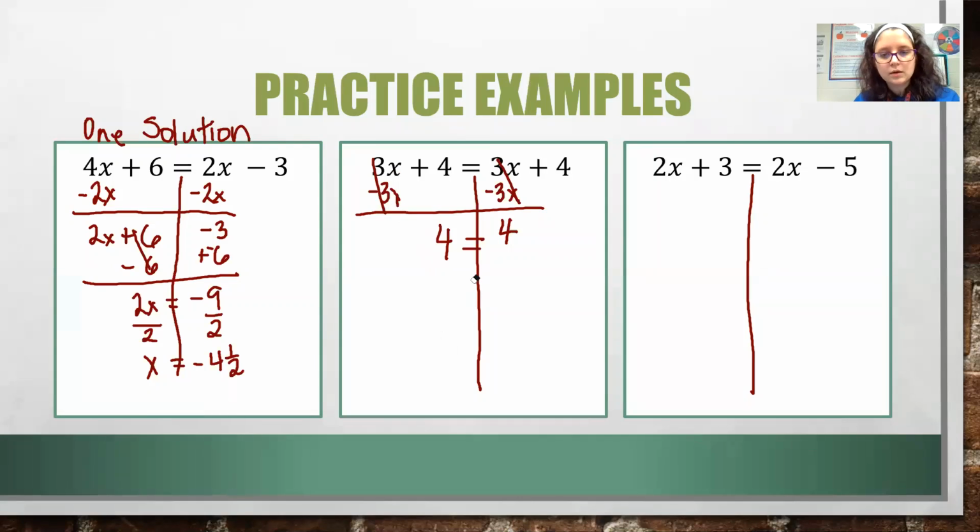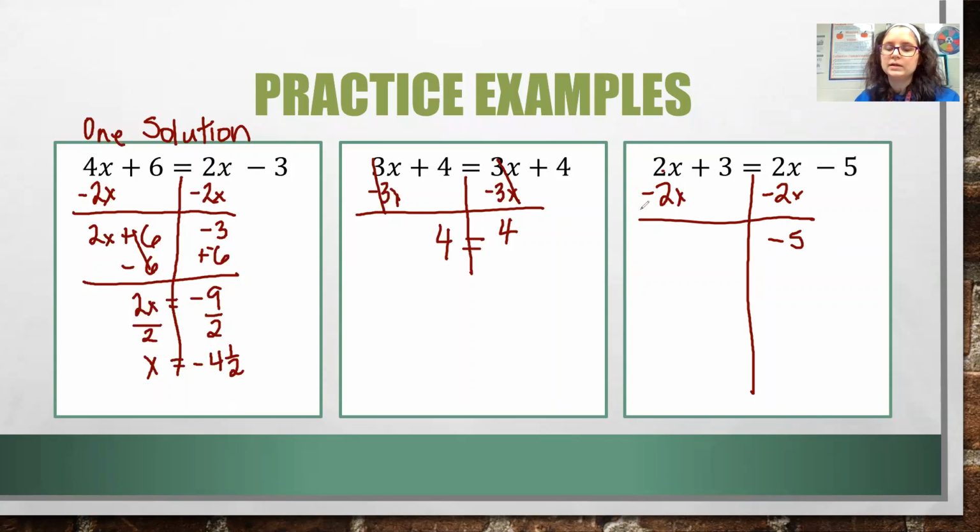So this line's a bit long. I'm going to erase it and draw a shorter one. And then our final example. We're going to start by moving this 2x to the opposite side. 2x minus 2x is 0. I'm left with a negative 5. 2x minus 2x is 0. I'm left with a positive 3. And positive 3 does not equal a negative 5. So we're done working that one.